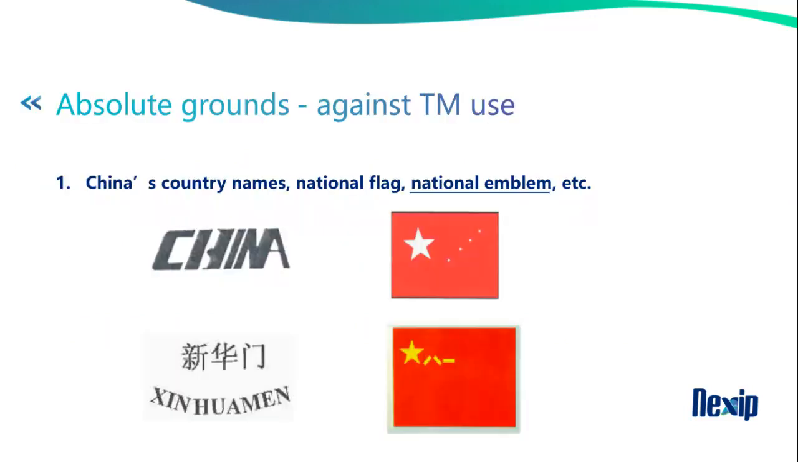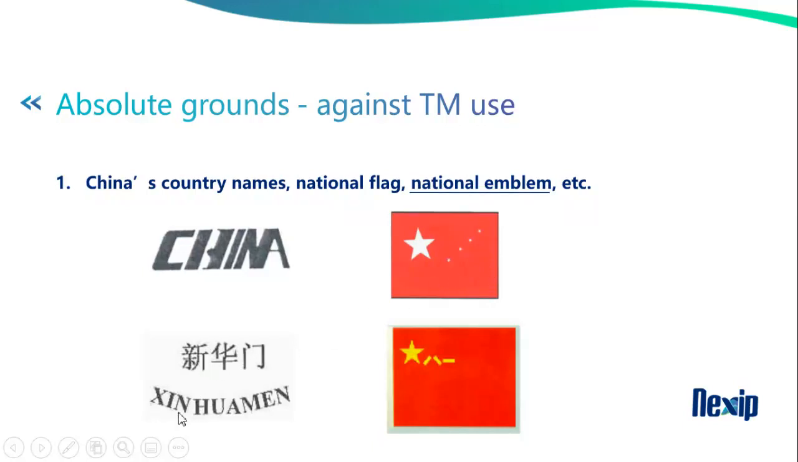First, as you can see, China's country names, national flags, national emblems, and other types of marks and images related to China cannot be registered and used as trademarks. So there are some examples here. As you can see, this mark is quite similar to China's name. This mark is quite similar, nearly identical, to China's national flag.